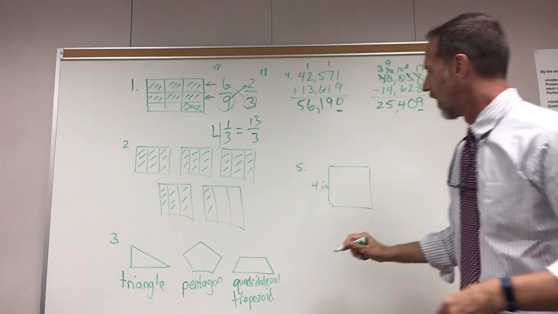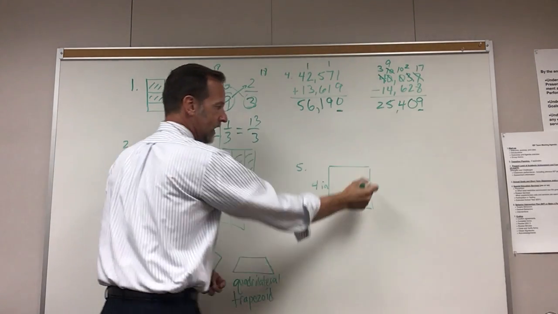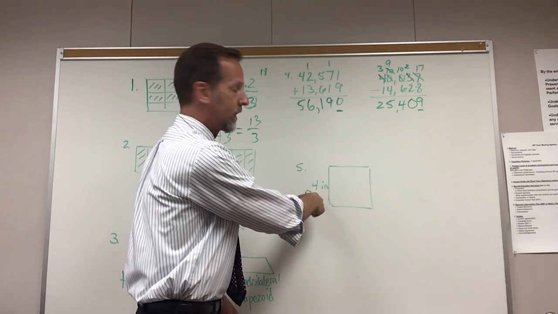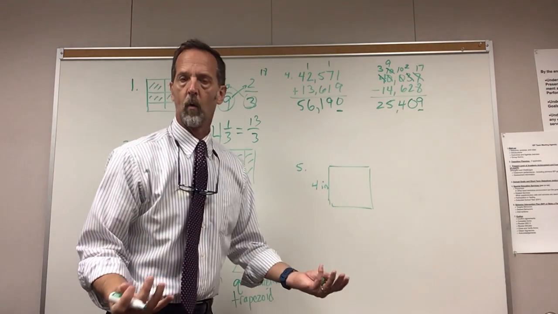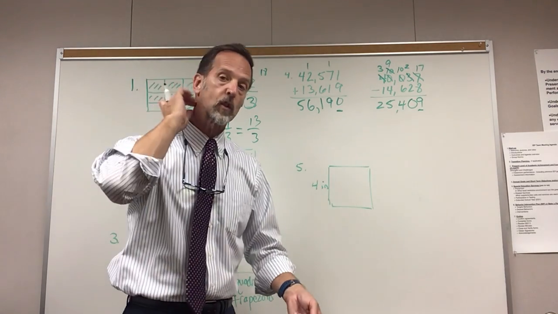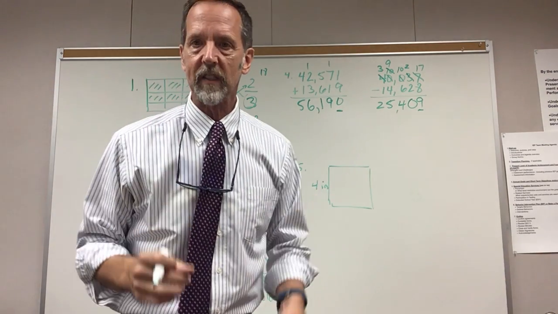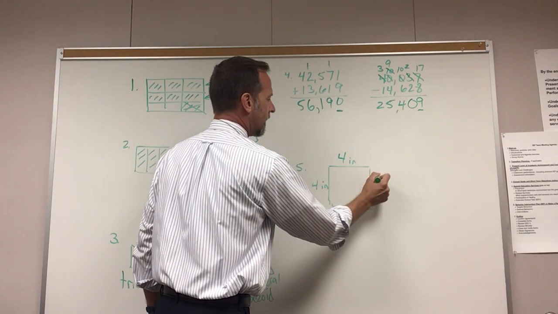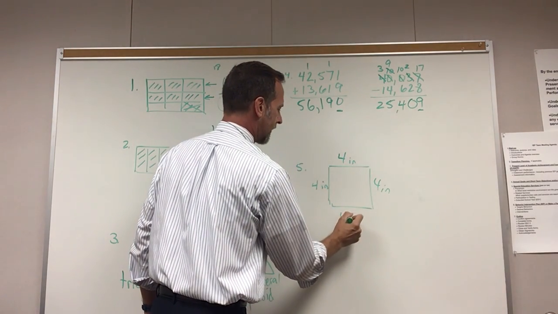All right, last one. We have this shape. It's a square. We only have one measurement. It's telling me that this side is 4. Well, how am I going to figure out the other sides? Well, if it's a square, what's true about it? All the sides are the same. So if this is 4, this is 4, this is 4 inches, and this is 4 inches.